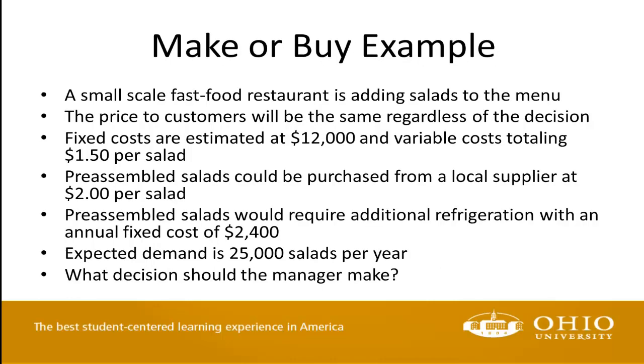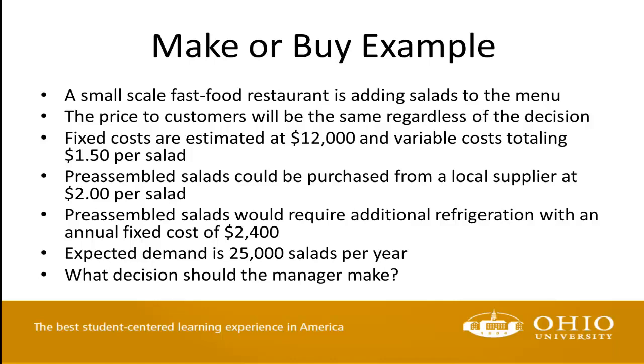So for the example, a small-scale fast food restaurant is adding salads to their menu. The price to customers will be the same regardless of the decision of making it in-house or buying it from a third party. The fixed costs are estimated to be $12,000 and the variable cost is $1.50 per salad. The pre-assembled salads that we can buy from a third party will be purchased from a local supplier at $2 a salad.